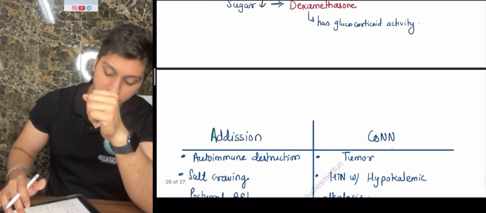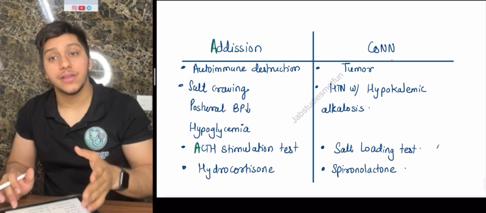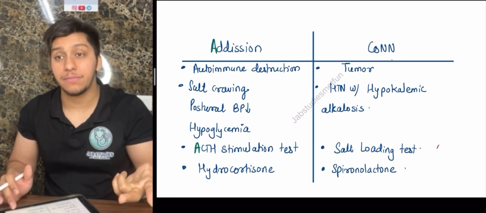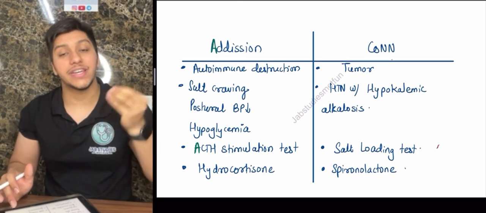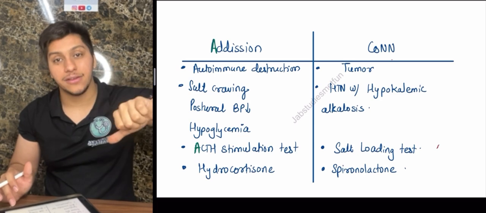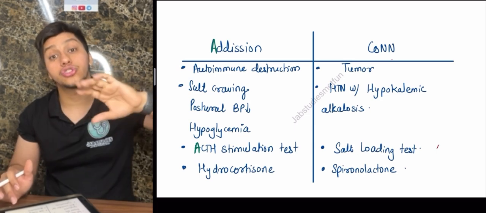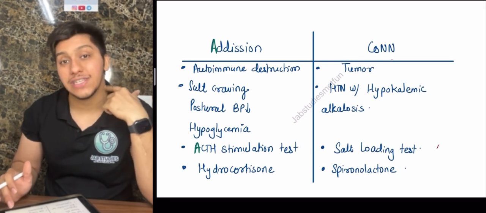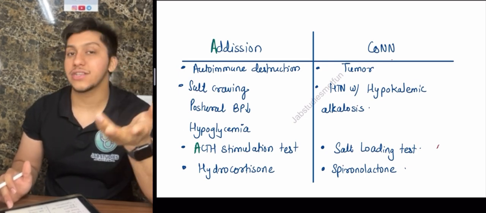If I give you a comparison between Addison's and Conn's: Addison's can be autoimmune, can be because of histoplasmosis or disseminated TB. Conn's is a tumor causing increase in aldosterone. In Addison's, aldosterone is less, so hypotension. In Conn's, aldosterone is more, so then there will be hypertension. In Addison's, you will have hypoglycemia, loss of pubic hair, and stuff like that.